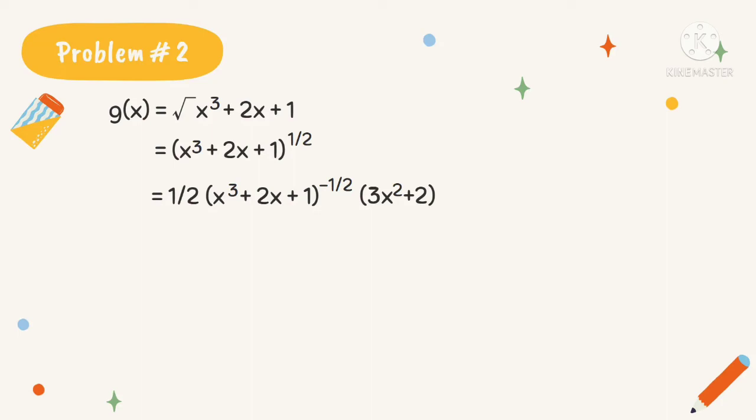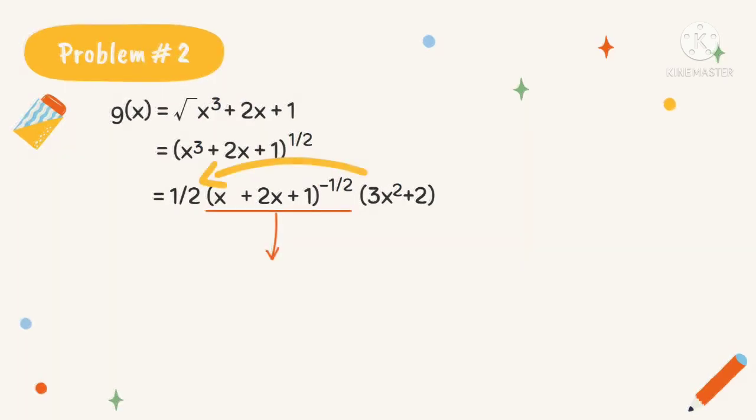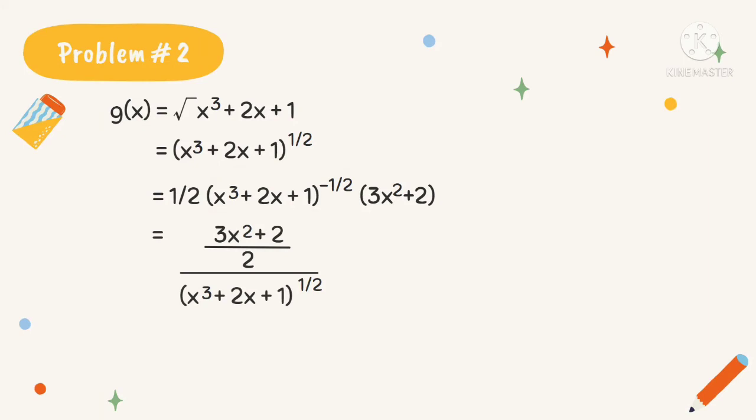As we can see here, we have a negative exponent. So, for us to be able to make it positive, we can just place this part below and make it our denominator and just multiply 1/2 to 3x squared plus 2 to have 3x squared plus 2 over 2 over the quantity of x cubed plus 2x plus 1 raised to 1/2. Since our denominator is raised to positive 1/2, we can now transform it back into a radical to have the square root of x cubed plus 2x plus 1 as our denominator.